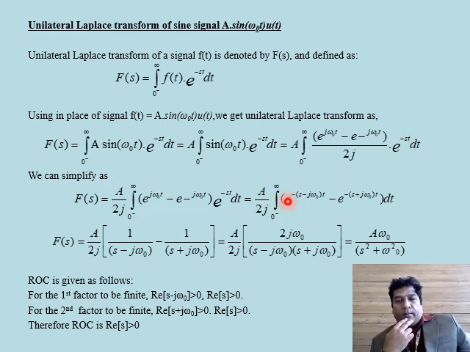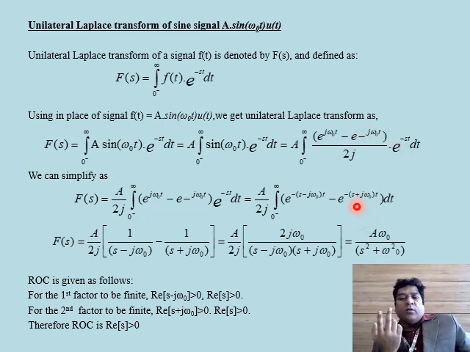Now we are going to take the minus common, so you will get the integral, and this is the constant A divided by 2j, and then we are going to combine this e power j omega naught t with e power minus st, and we are taking minus as common, so you will get e power minus (s minus j omega naught)t. Then here you have a minus sign, and you will get e power minus (s plus j omega naught)t by combining these two terms.